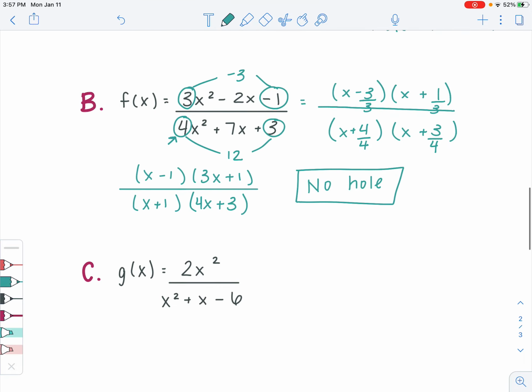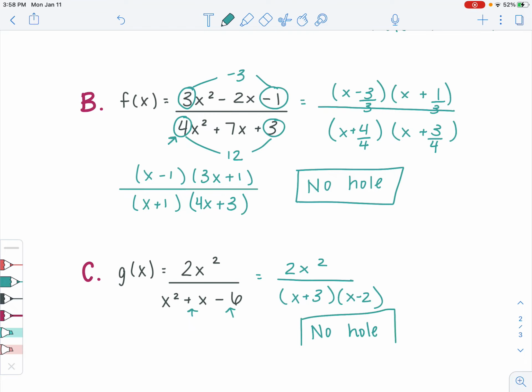All right, let's try one more. Here I have 2x squared over, and I'm going to factor this by asking what multiplies to -6 and adds to 1. I want a positive 1, so I want the 3 to be positive. Again, I don't have anything that's the same in my numerator and my denominator, so I have no hole. You're only going to have a hole if you have factors in your numerator and your denominator.